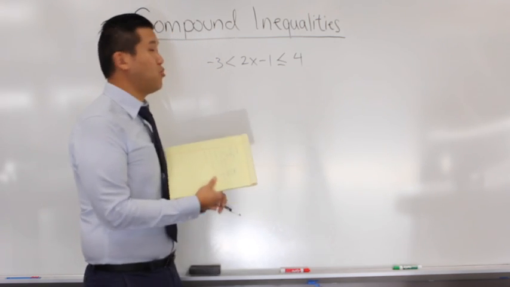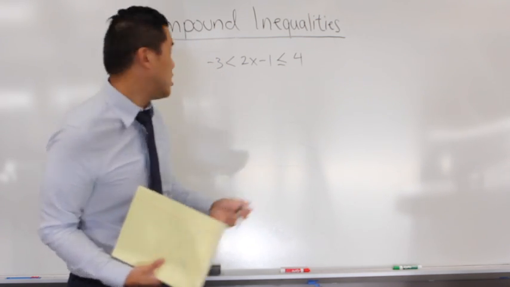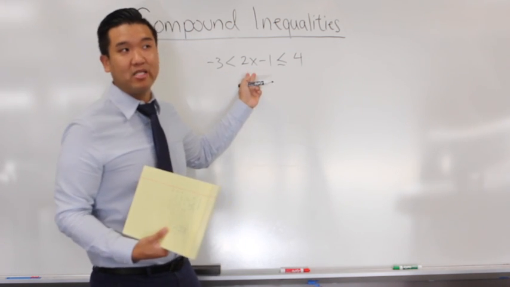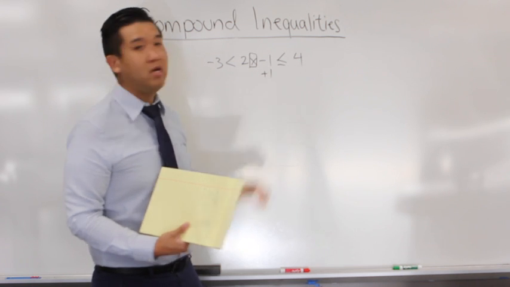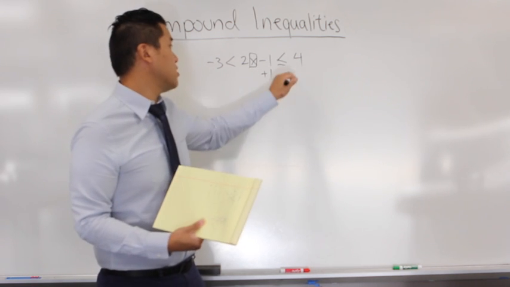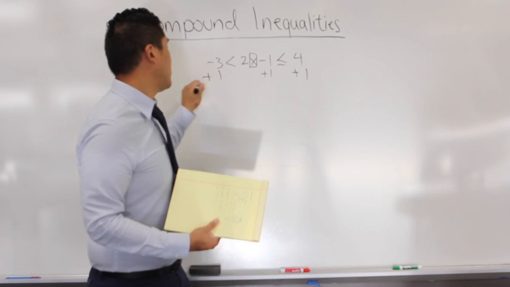Your second option is to do it all in one problem, which I recommend doing. So our goal is to get x by itself. So you're going to add 1, but when you add 1, you add 1 everywhere. So you add 1 there, add 1 there.